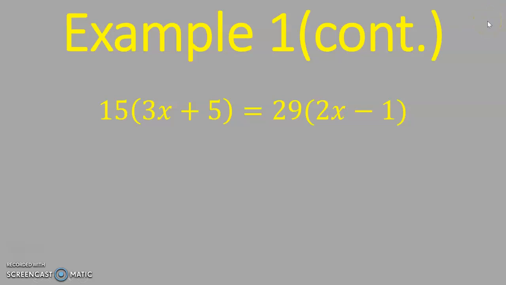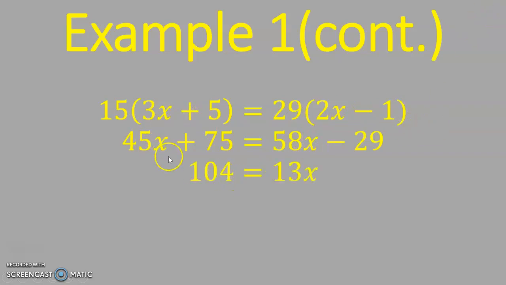But this is the same problem, just not color-coded. We're going to distribute the 15 and distribute the 29. We're going to move the 45x over here to make it 13x, add the 29 here to make it 104. Of course, you might make that as two separate steps. Then simply divide by 13 to get 8.